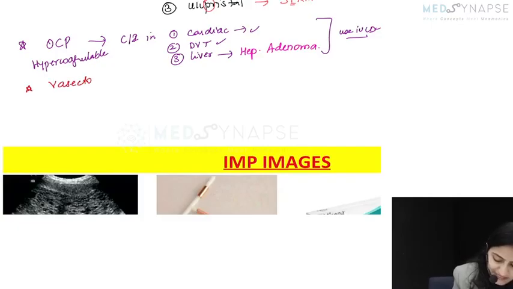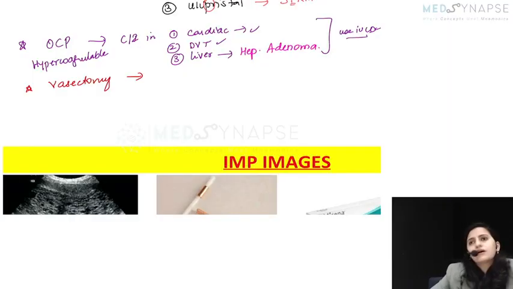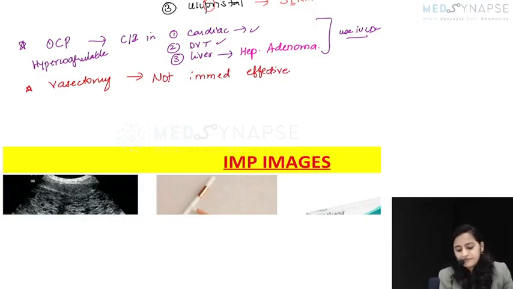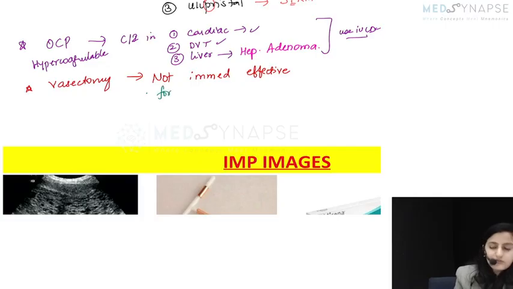When there is vasectomy, we need to use a contraceptive method even after vasectomy. It is not immediately effective. So you need to use some other form of contraception for how long? 3 months. Right? So for 3 months or 20 ejaculations.